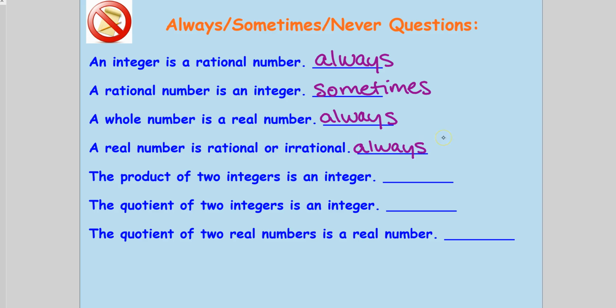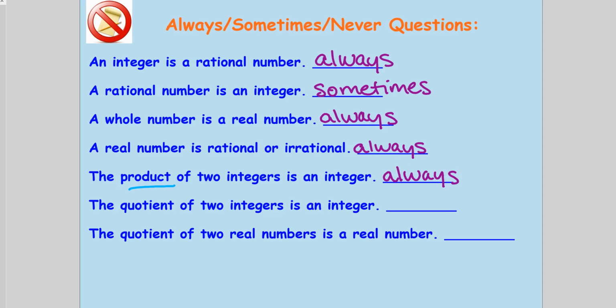Now, what if we combine numbers? The product of two integers is an integer. What do you think? You can think of some examples. Product, remember, means you're going to multiply them. So take an integer, 5. Multiply it by another integer, 12. Do you get an integer? Try it again. Take an integer, 0. Multiply it by another integer, -17. Do you get an integer? I think you're probably finding that that is always.